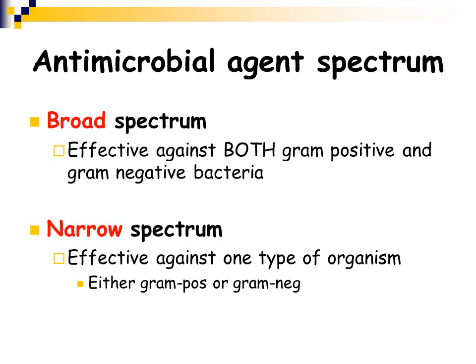There are different types or spectrums of antimicrobial agents. There's broad spectrum and narrow spectrum. So our broad spectrum agents are effective against both gram-positive and gram-negative bacteria, whereas our narrow spectrum agents are effective against only one type of organism. So you might have an antimicrobial agent that will only target gram-positive bacteria. That would be a narrow spectrum antimicrobial agent.